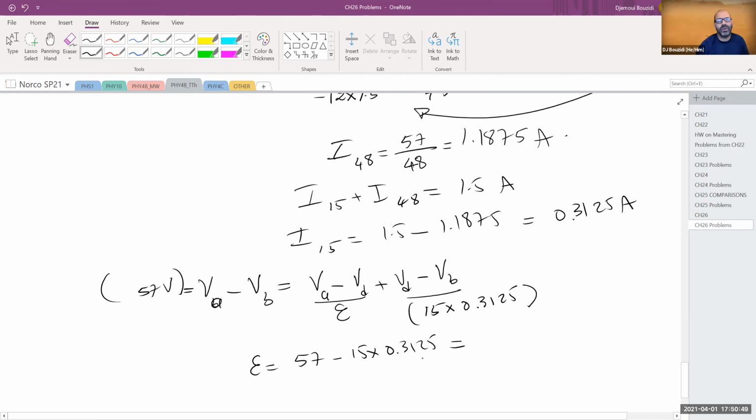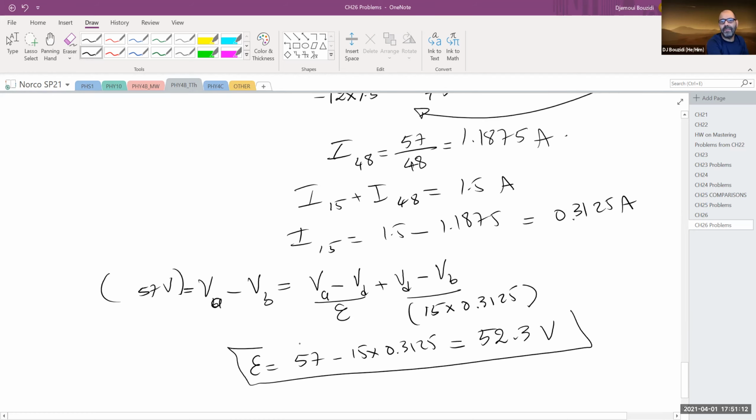At this point, after I do the calculation, I'm going to use the sig figs. Let's see here how we're going to find that one. So it's going to be 57 minus this number 0.3125, which I don't want to write again. I just want to double click on it, times 15. So it's telling me 52.3 volts. So that is the value of the EMF, and it's a positive number.